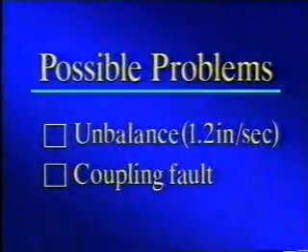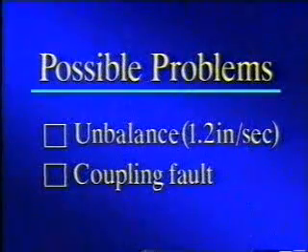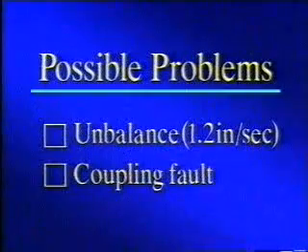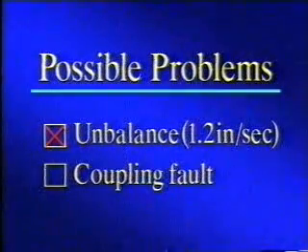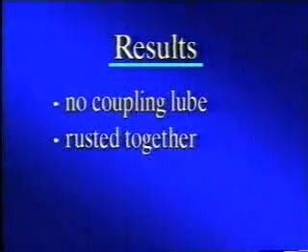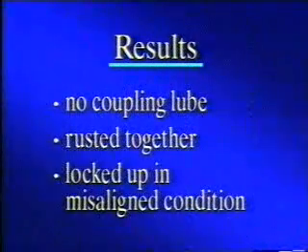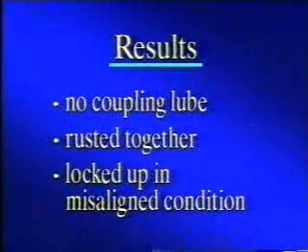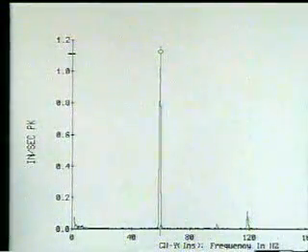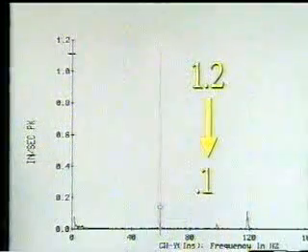Since amplitudes exceeded 1.2 inches per second in the horizontal direction and the vertical to horizontal comparison did not indicate an unbalanced condition, the coupling was considered to have a fault. Upon inspection, the coupling type, which should have been lubricated, had no lubricant, causing the coupling to lock up in a misaligned position and forcing the extreme motion in the machine. Replacing the coupling resulted in a reduction of vibration by a factor of 10.